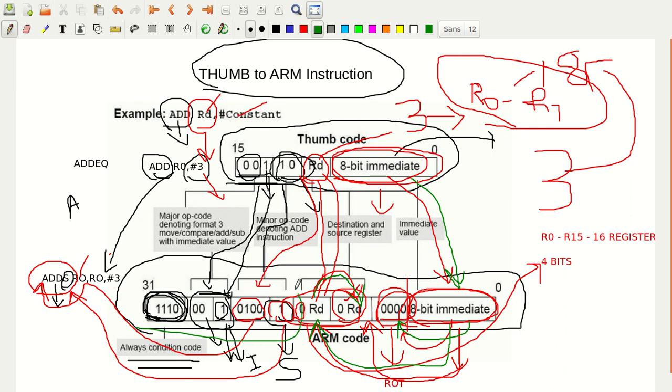This will tell what instruction you have to do, whether it is an add mnemonic or some other mnemonic that you have, and with the updating of the status flag. So this is how the thumb code is converted to this ARM code. This is how thumb to ARM instruction translation happens with the help of a decoder.